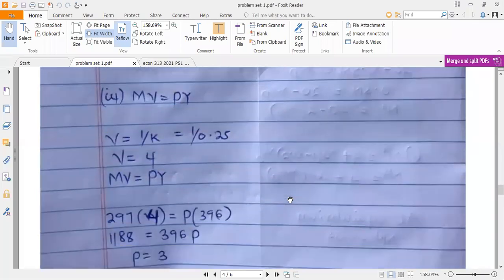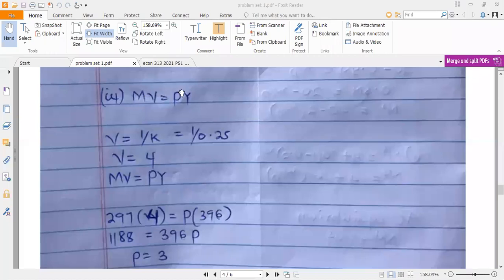Then we are to find our P, the general price level. From the equation of exchange, MV is equal to PY. We're not given V, we're given K, but we know that V is equal to 1 divided by K. So V is equal to 1 over K, which was given as 0.25. So V should be equal to 1 over 0.25, and that should give us 4.